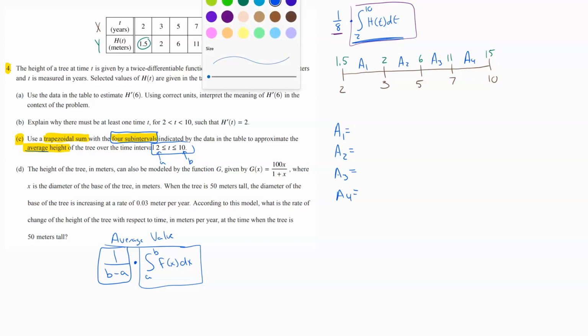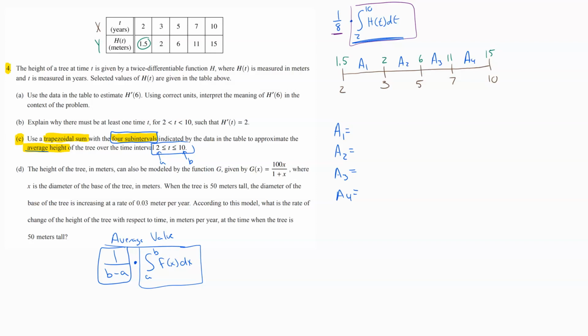This is a trapezoidal sum. So when we're doing trapezoidal sums, the trapezoidal sum rule, the area of a trapezoid is equal to 1/2 base 1 plus base 2 times the height. And so when you think about that in terms of a normal trapezoid, base 1 is down here, base 2 is up there, and then your height goes here.